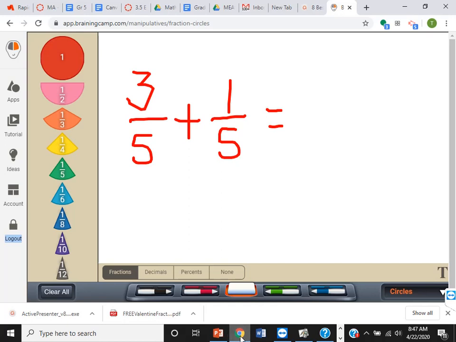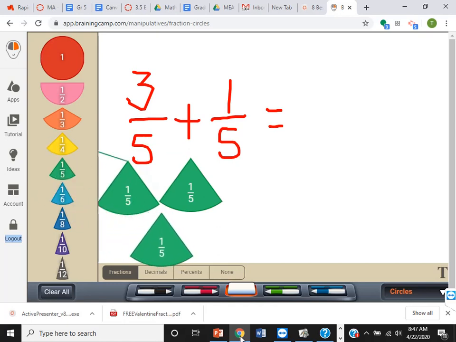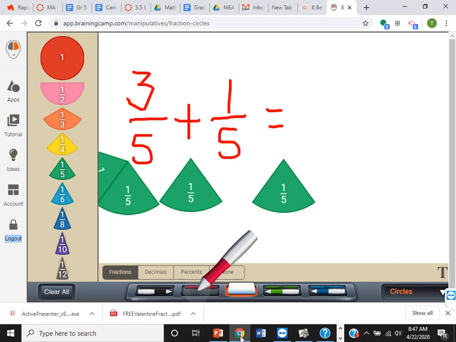So let's take a look at our first problem that we're going to do. I have on the board 3/5 plus 1/5. So we are going to use our fraction bars or fraction circles, and we're going to show what 3/5 looks like, and then show what 1/5 looks like. And then to get the sum, or to add these two fractions together, let's take a look at how many pieces we have. We have 1/5, 2/5, 3/5, 4/5. We have a total of 4/5.